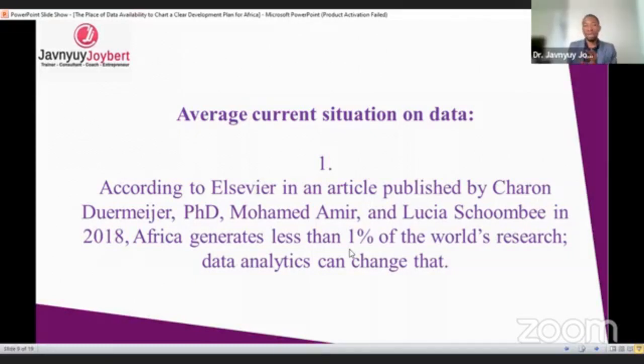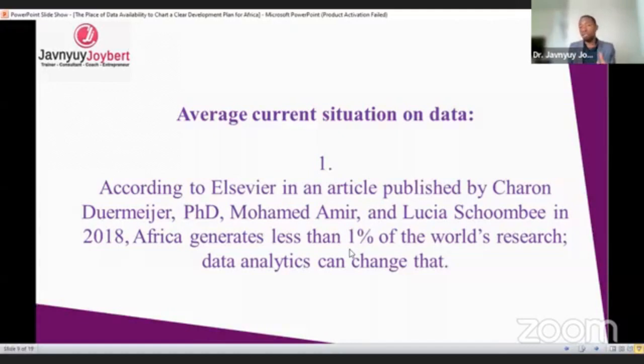Number one is, according to Elsevier, in an article published by Dr. Sharon Mohammed Lucia in 2018, they stated that Africa generates less than 1% of the world's research. Data analytics can change that. That means we generate very little data. And that's why if you look at the way Africa as a continent and the way various leaders make decisions and the way various companies make decisions, you see that we don't have enough data.